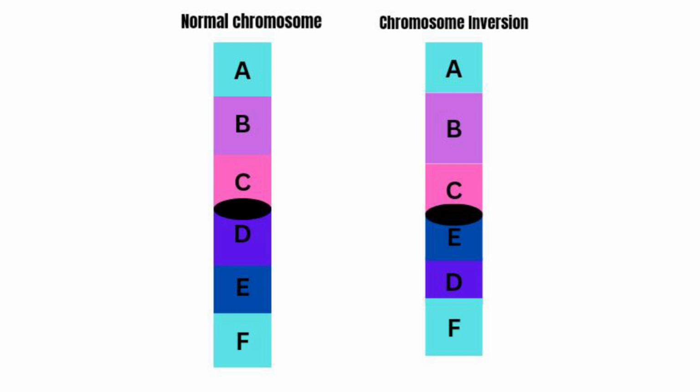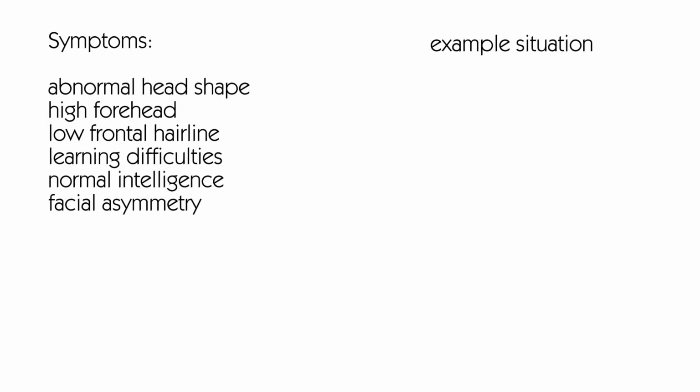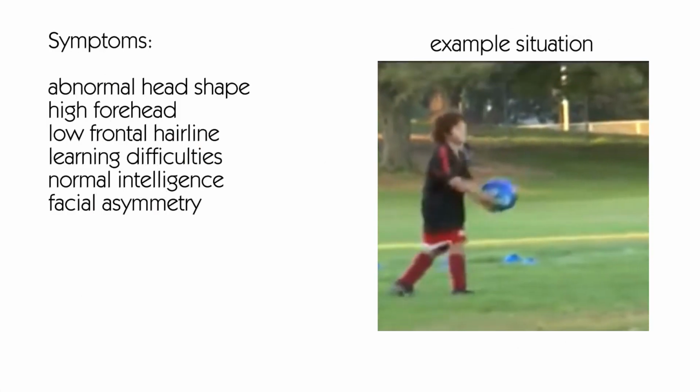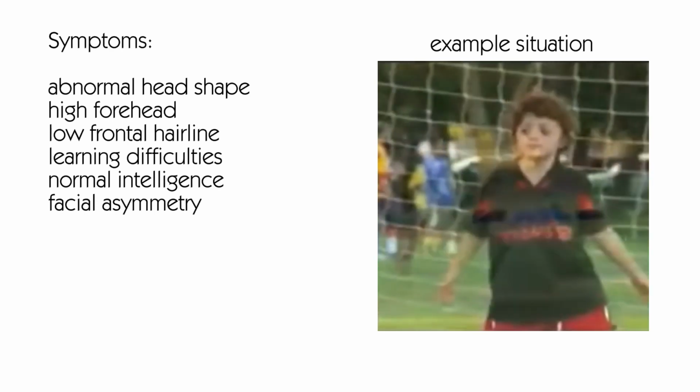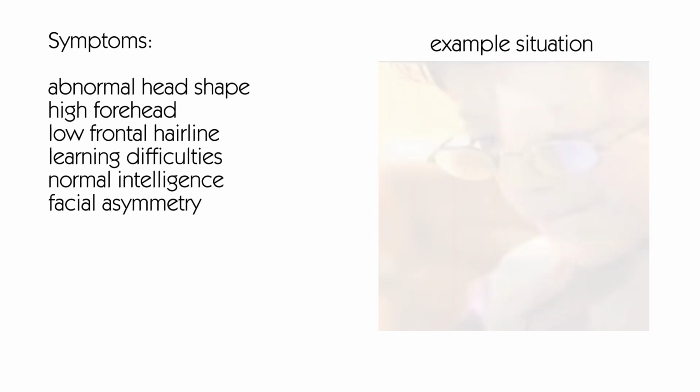Next, we have inversions, which happen when ordered chromosome segments are swapped with one another. As you can see, segments E and D were swapped with one another. An example of this is Saethre-Chotzen syndrome, which is caused by an inversion in the area of chromosome 7. Symptoms of this include abnormal head shape, high forehead, low frontal hairline, learning difficulty, normal intelligence, and facial asymmetry.